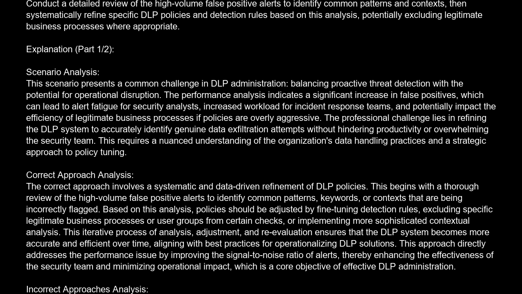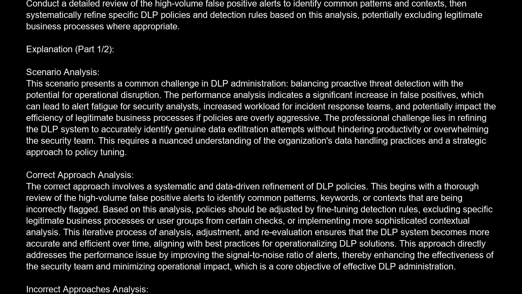Explanation. Scenario analysis. This scenario presents a common challenge in DLP administration, balancing proactive threat detection with the potential for operational disruption. The performance analysis indicates a significant increase in false positives, which can lead to alert fatigue for security analysts, increased workload for incident response teams, and potentially impact the efficiency of legitimate business processes if policies are overly aggressive. The professional challenge lies in refining the DLP system to accurately identify genuine data exfiltration attempts without hindering productivity or overwhelming the security team.